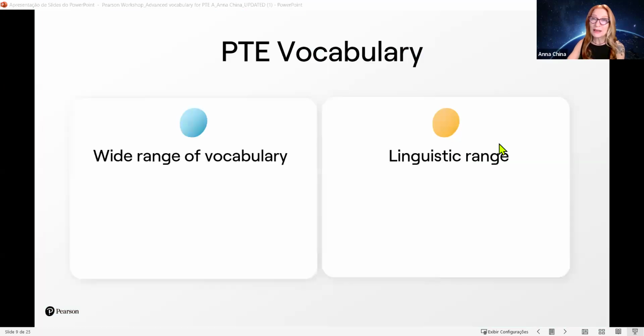So for PT vocabulary, let's dive into PT specifically. In the score guide, if you read the score guide carefully, vocabulary is divided into two main points: wide range of vocabulary and linguistic range. So what is the difference between the wide range and the linguistic range?